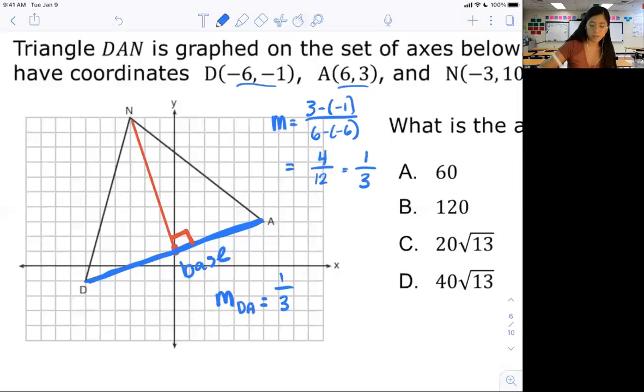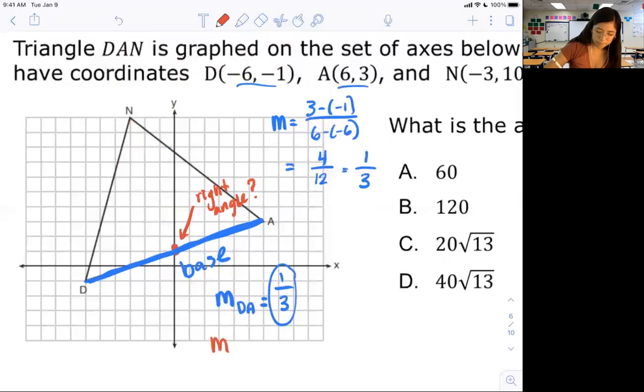Any questions on how I got 1 over 3? We're just confirming that we have a right angle. That's what we're doing right now. We just want to make sure that this is a right angle. That's all we're doing. Well, if dA is 1/3, what should be the red line? If dA is 1 over 3, the red line should be what? If I call this midpoint Z, what should be my red line slope?